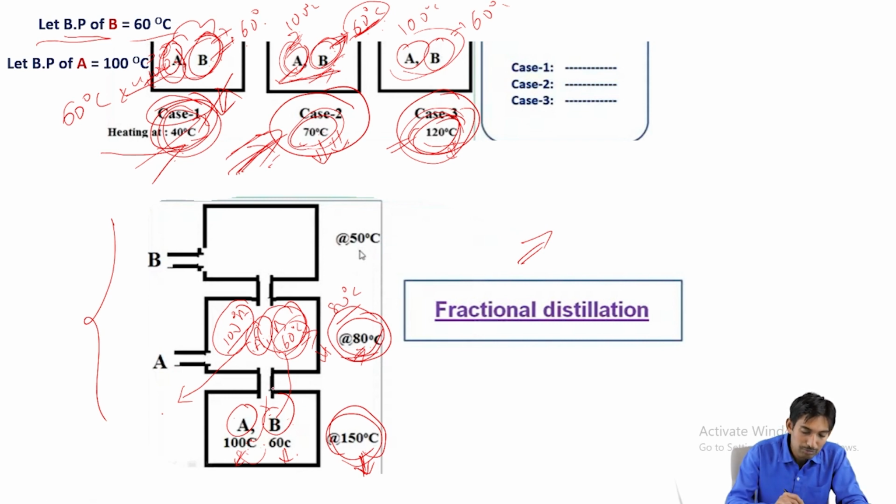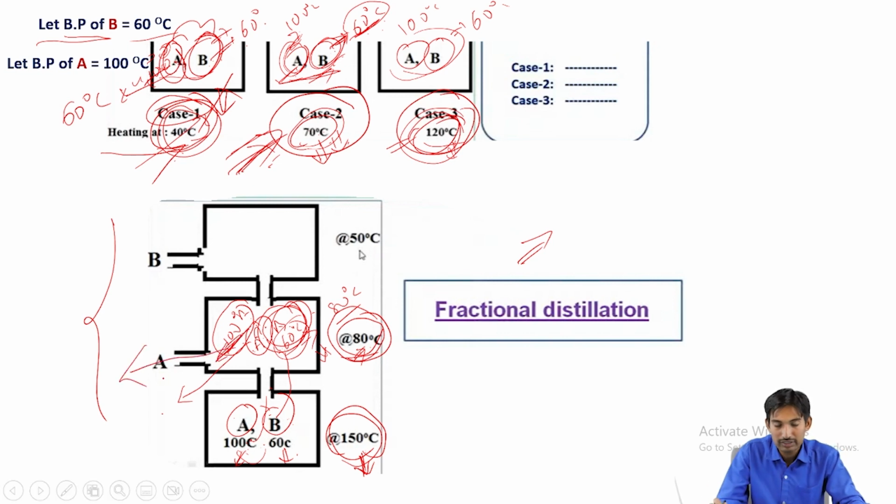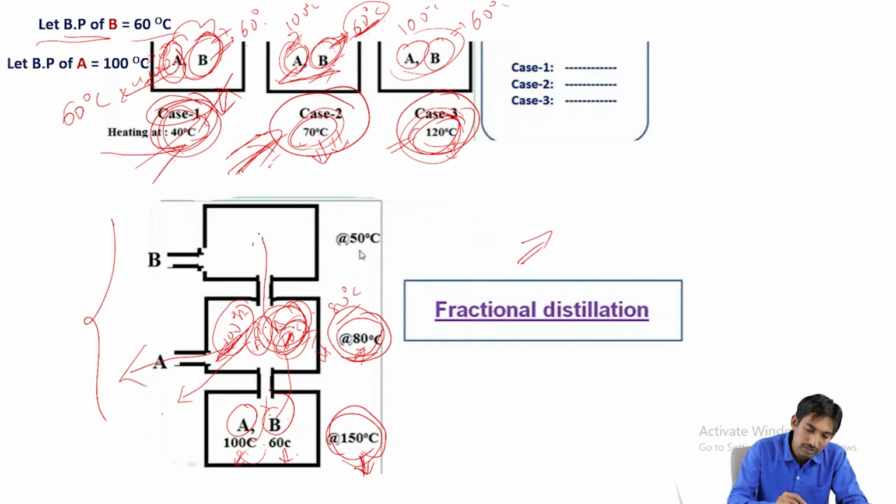Of these two vapors, A converts into liquid, but B will be in gaseous or vapor form. The A that converts into liquid, the formed liquid, will be collected at this stage. Now the B vapors present in this chamber will go through to the next chamber. Here we are maintaining 50 degrees centigrade.